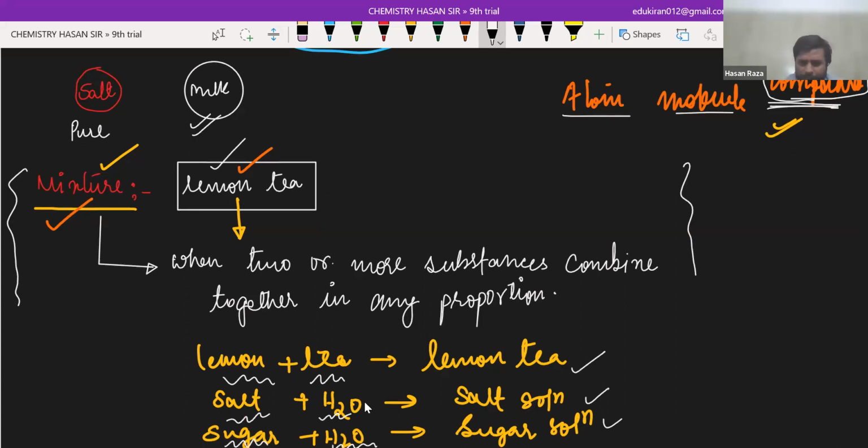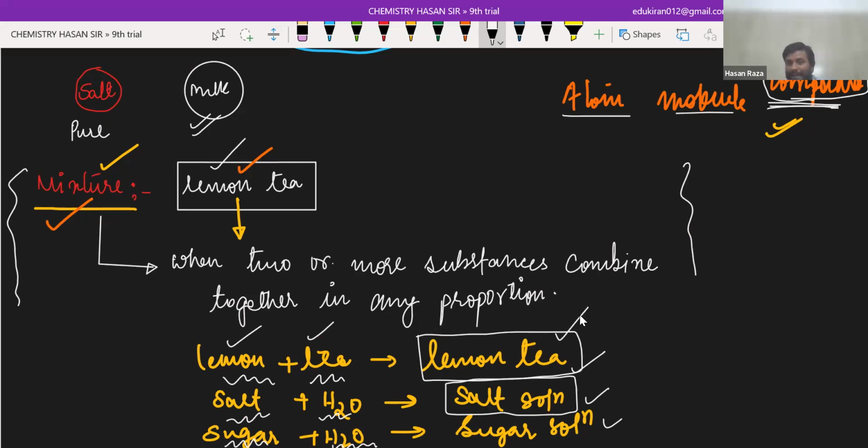The next difference between a compound and a mixture is that the product we get after mixing will have the properties of the constituents it comes from. That means the lemon tea will have properties the same as lemon and tea. The salt solution will have the same properties as salt and water. Sugar solution will have the same properties as sugar and water. Are you getting my point? But if you are going to make water, H2 plus O2, let's say it becomes H2O. H2O is a compound.